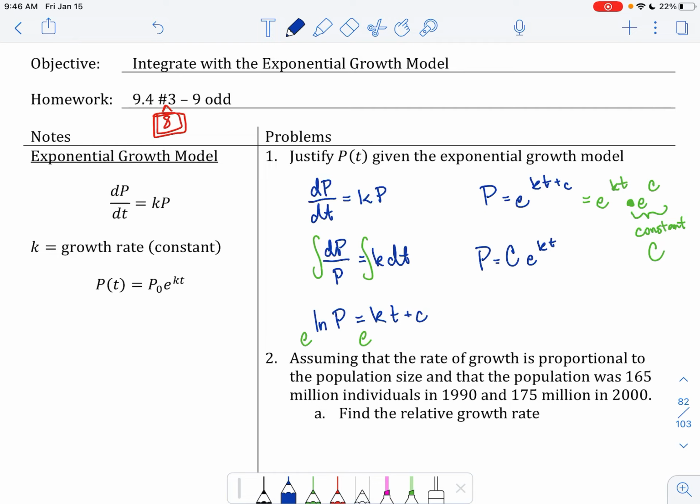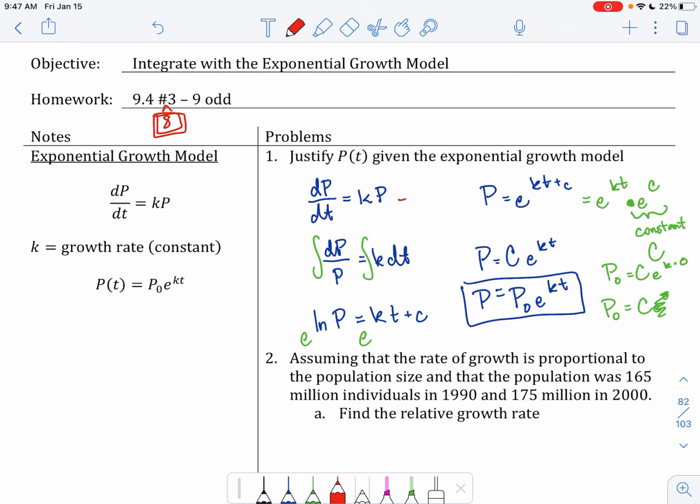Now what we want to do is show that C is equal to the initial population. So I'm going to plug in 0 and say P(0) is equal to C times e to the k times 0. e to the k times 0 is the same as e to the 0, which is 1, and so therefore C is equal to the population at t equals 0. So P is equal to P sub 0 e to the kt. And that's how you get from the differential equation to the function.